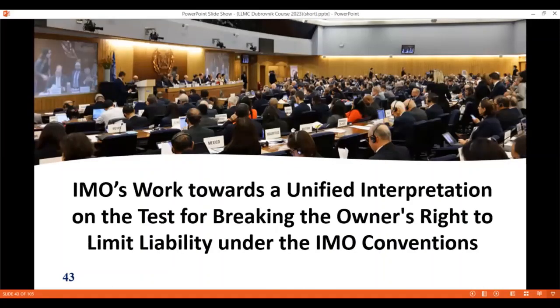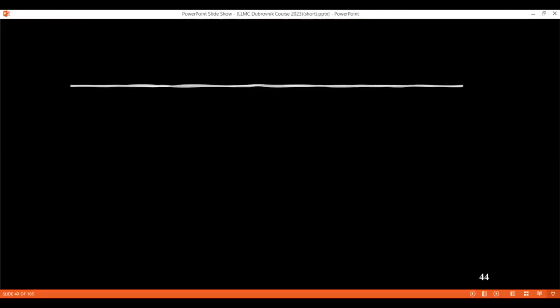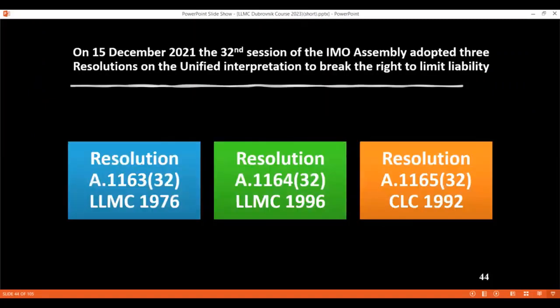But it showed that courts had a lot of different interpretations. In IMO, they used to be asked, listen, what does this mean? And IMO's reply was, it's not up to us to interpret the convention. So what they did is IMO served as a forum, and state parties to the conventions adopted 3 resolutions on the test breaking the owner's right to limit liability. Maya, take note of these numbers: resolution 1163, which deals with the LLMC 76, 1164, which is the LLMC protocol, and 1165, which is the CLC protocol.